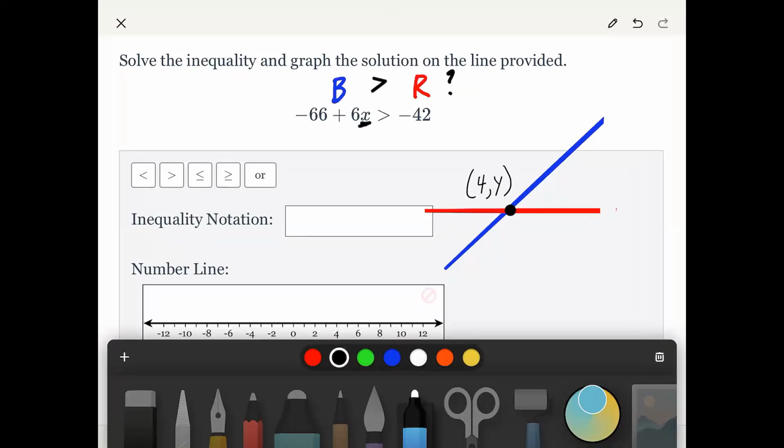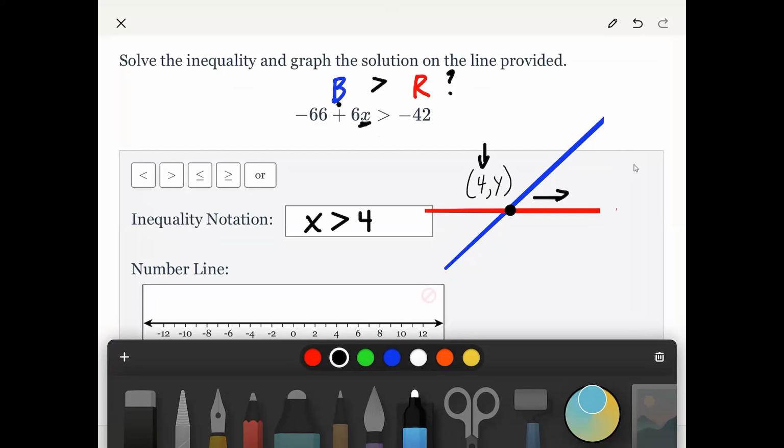So that's all I focus on. I'm just focusing on this. So it's going to be x is greater than 4. That's what this is saying. The blue line is above the red line as soon as you go in this direction. All right. So that's how you do it.